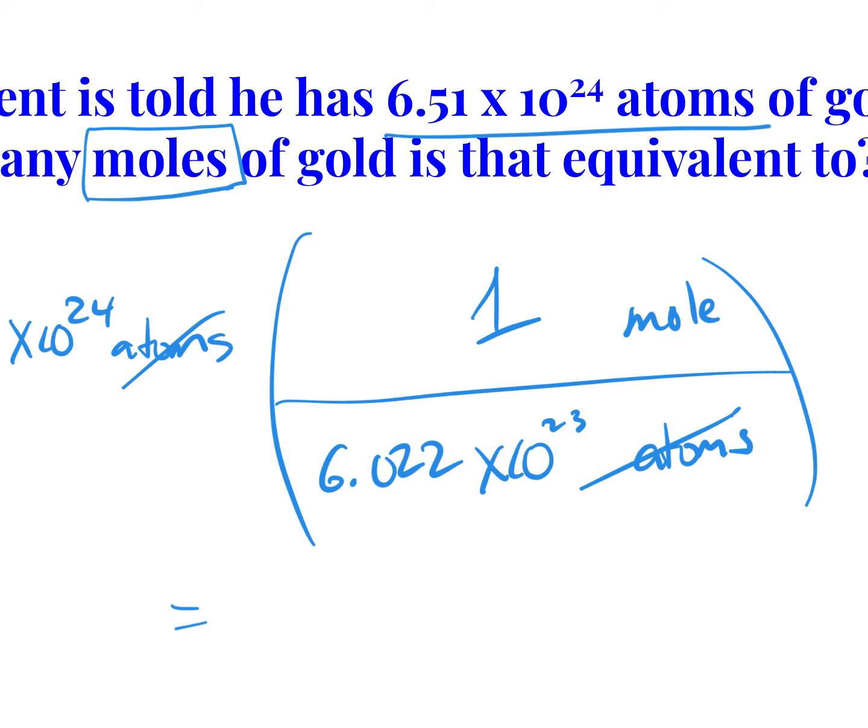So here we have 6.51 times 10 to the 24th divided by 6.022 times 10 to the 23rd, because this is in the bottom, and we end up with 10.8. And it's 10.8103 and so on, but once again I start with 3 sig fig. I'm going to keep 3 sig fig. And the unit that's left is mole.